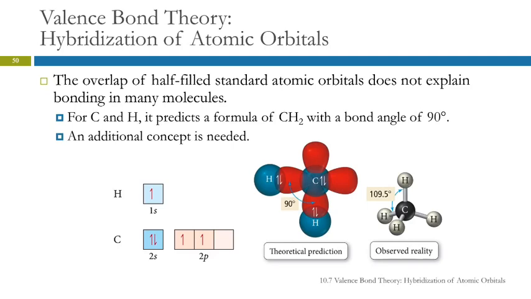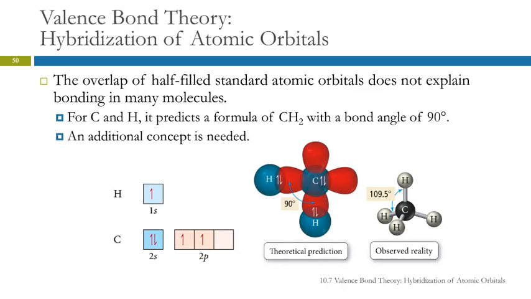Okay. So let's look at carbon and hydrogen. So here we have an orbital diagram for hydrogen. Easier to draw than it is to say, apparently. And here's an orbital diagram for carbon. Carbon has 4 valence electrons. And so we learned that it will fill up this 2s orbital first because it's lower in energy, and then the next 2 electrons will go into the 2p orbitals. And so we have 2 half-filled orbitals here.